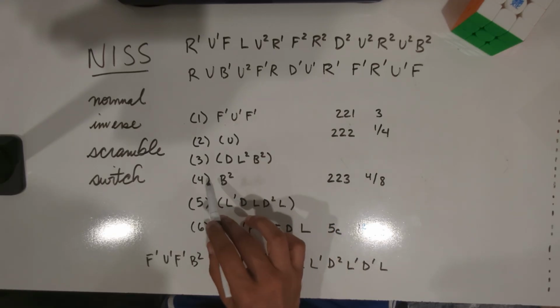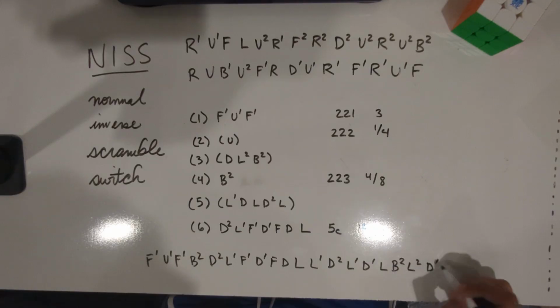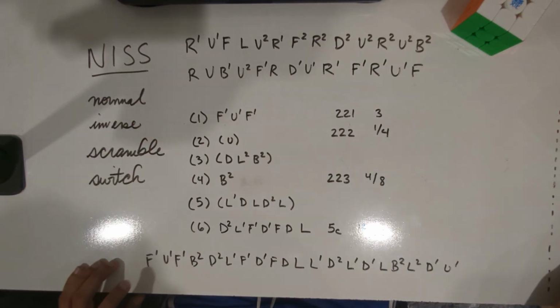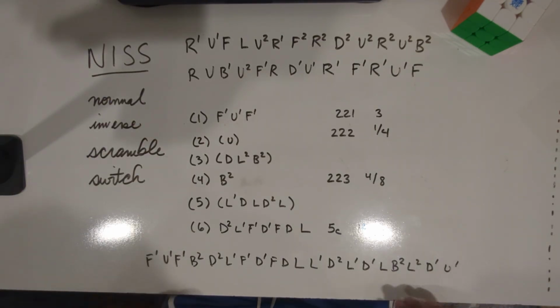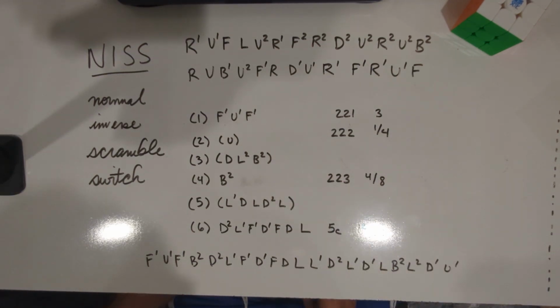Now we continue. We skip 4 because this is on the normal. Next we go to B2, L2, D prime, and then finally U prime. And this is now our skeleton. All of this is now on the normal. So if we apply the scramble, then apply this sequence of moves, we're going to end up with 5C, just as we did when we were doing all of our switching stuff.